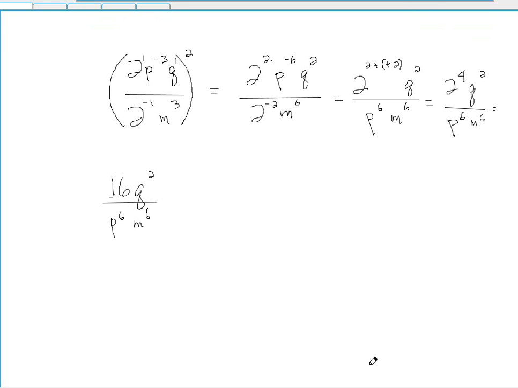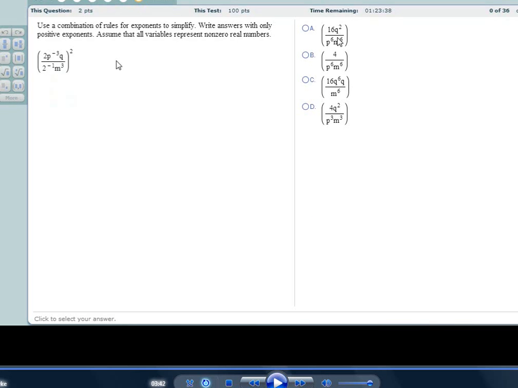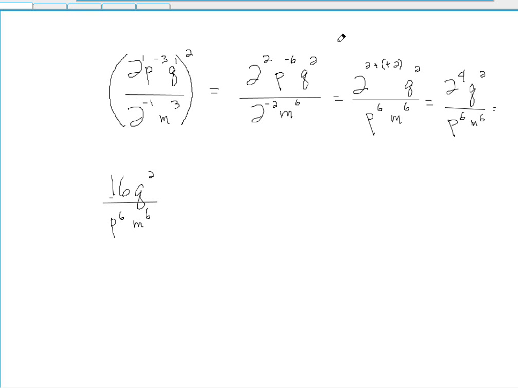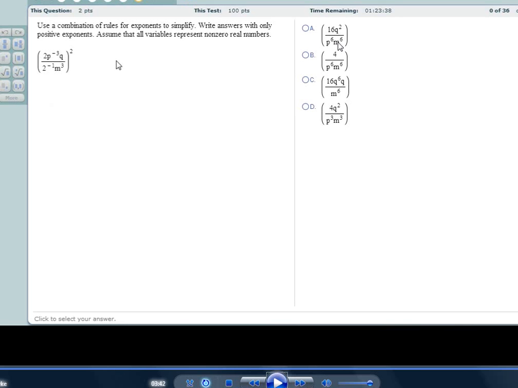Now let's go back and see which one that is. 16q squared over p to the 6, m to the 6. I believe that's the right one, right? Yep, p6, m6, 16q squared. Choice A is your final answer there.